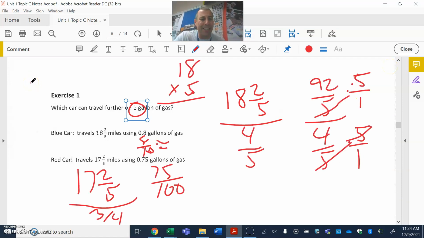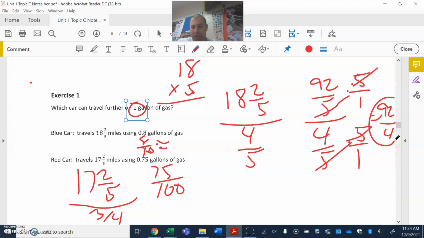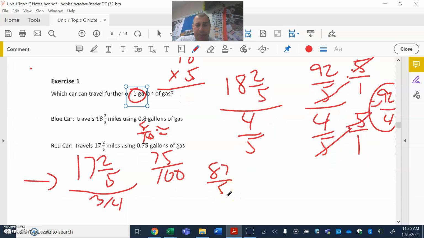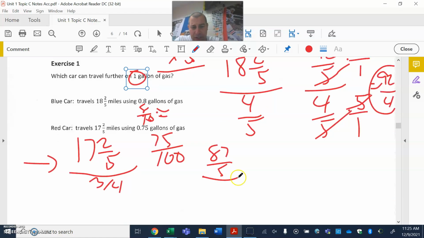What's going to end up happening here is 92/4 when it comes down to it. I can clean it up if I want to, but I'm going to leave it for right now because all I have to do is compare it to the other one. So 17 times 5, we're going to convert it here. Put down the 5, carry the 3, that's 85, plus 2 more is 87, so I got 87 fifths. And then we are dividing by 3/4.